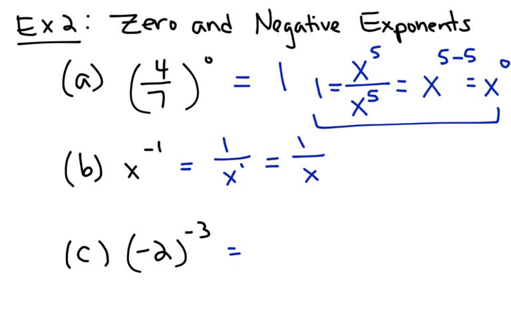Negative 2 to the negative third power. Well, first of all, ignore the negative 2 for a second. This is really what's happening. Now we can deal with the fact that the number inside the parentheses is negative. When you raise a negative number to an odd power, the answer will always be negative, unlike when you raise a negative to an even power, where it will always be positive. So the answer is just negative 1/8.